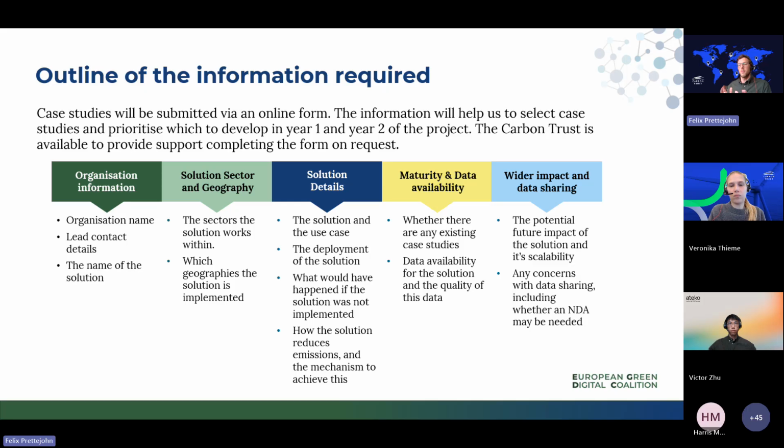And if you do have multiple solutions you'd like to submit, we'll make it so that the form should be able to make this easier. So it's not like it'll be 20 minutes for each submission. It should get quicker if you have multiple solutions.